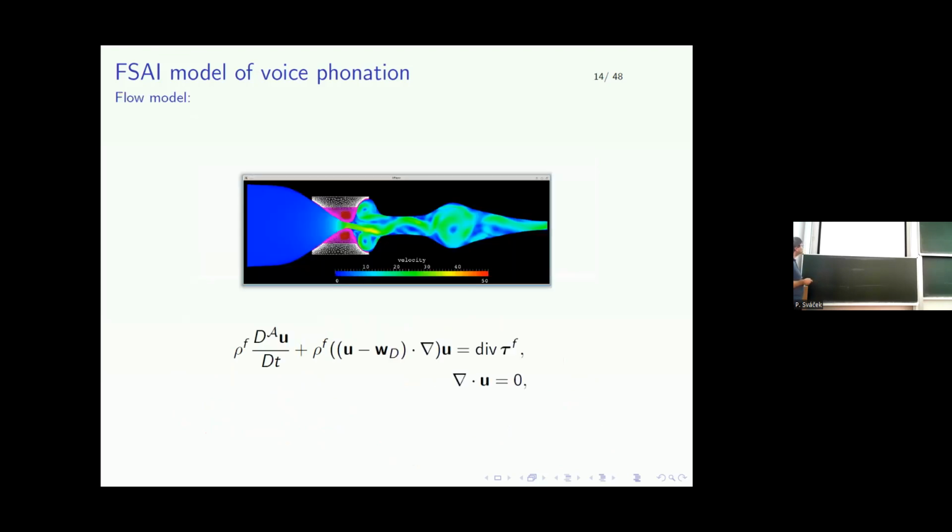For the flow model, we are using the Navier-Stokes equations without volume force, but as the structure is moving, the surface of the structure is also moving, and we also need to take care of the deformation of the structure in the fluid domain. So we are using the so-called arbitrary Lagrangian Eulerian form of the Navier-Stokes equations. So we have this form here.